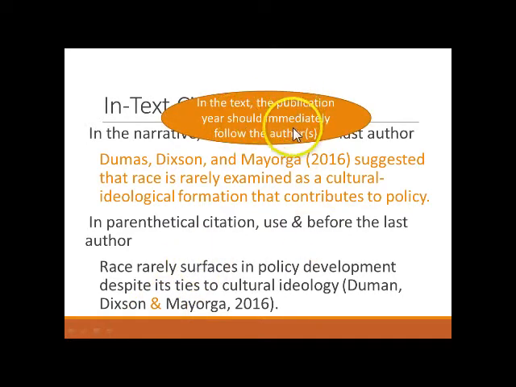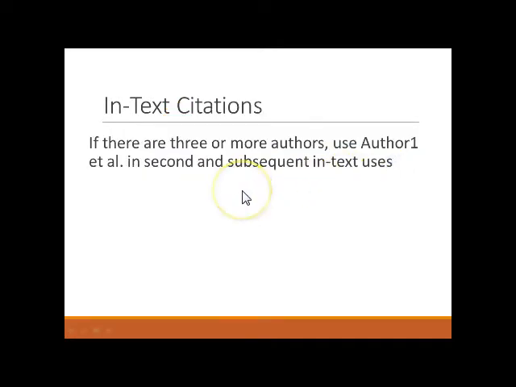The publication year should immediately follow the name of the last author in the sequence, so don't wait until the end of the sentence to put the publication year if you are including the authors in the narrative itself. If there are 3 or more authors, then you use the first author in the list, et al. "Al" has a period at the end of it, "et" does not.